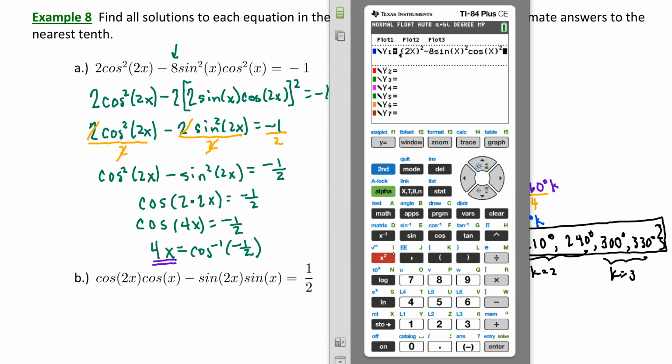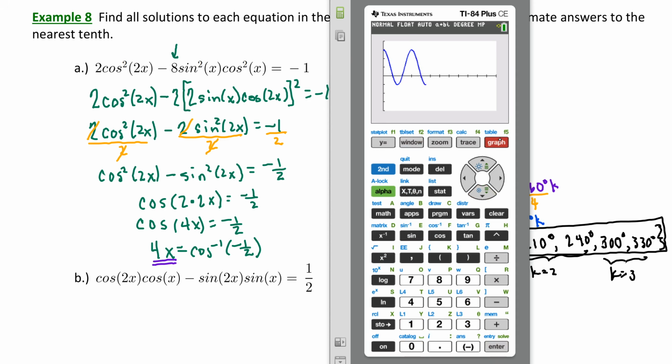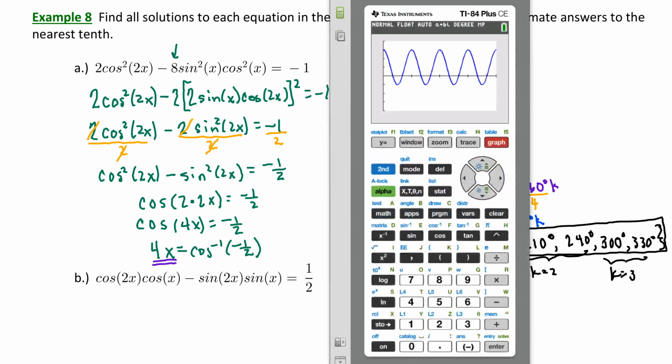Now remember, there was a negative 1 on the right side of the equation. I'm going to add that to the left side of the equation so that we have the original function equal to 0. Now in degrees, we're going to run our x minimum from 0 to the x maximum of 360, and I'm just going to use a multiple of 30 degrees for the x scale. Taking a look at the graph, we can see that we have 1, 2, 3, 4, 5, 6, 7, 8 x-intercepts, and we have 2, 4, 6, 8 solutions. We could also verify that the x-intercepts of this graph correspond to the solutions that we obtained.